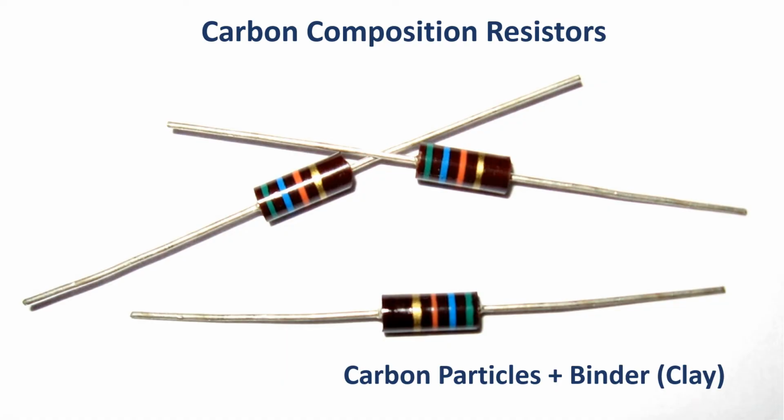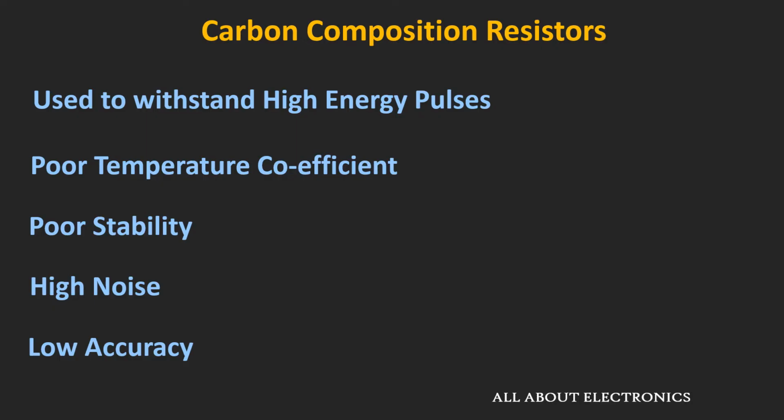So the first type of resistor is the carbon composition resistor. So this resistor is made up of carbon particles and a binder like clay. So this type of resistors are used in applications where you are dealing with high energy pulses. But nowadays these type of resistors are not used because of its poor temperature coefficient and poor stability. Apart from that, this type of resistors also produce more noise and they are also less accurate. So this type of resistors have been replaced by the film type of resistors.